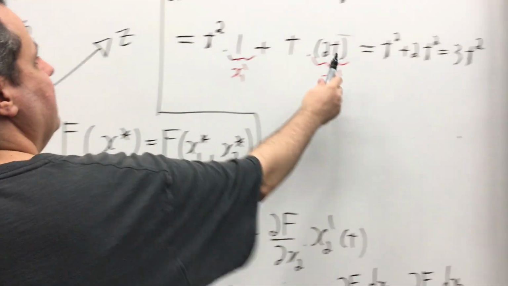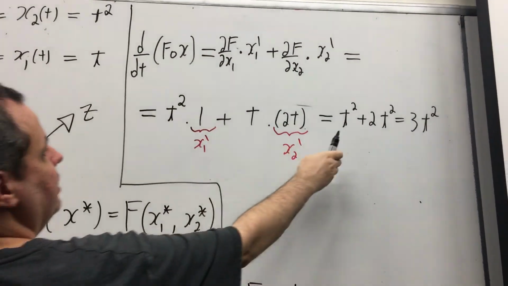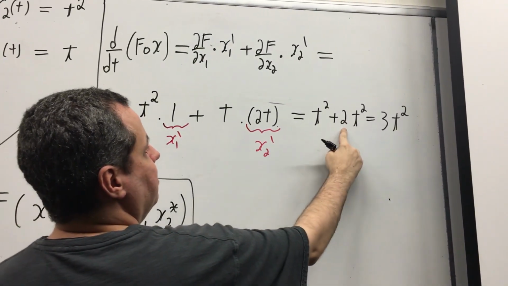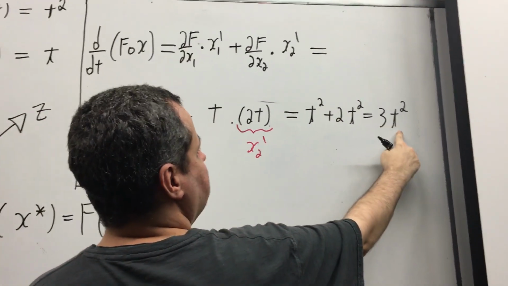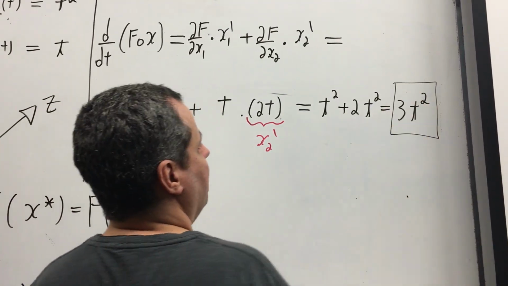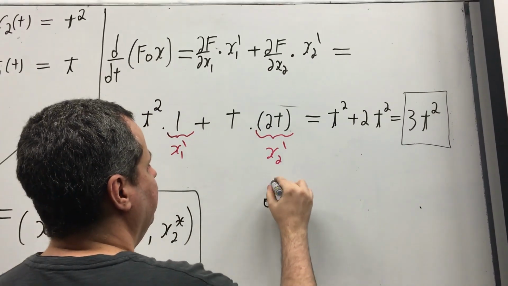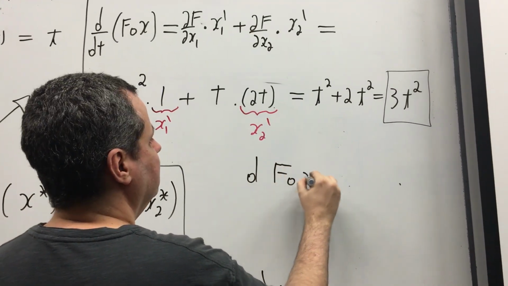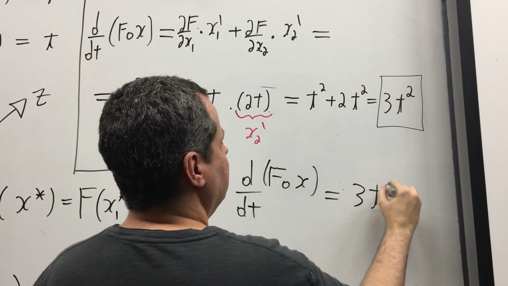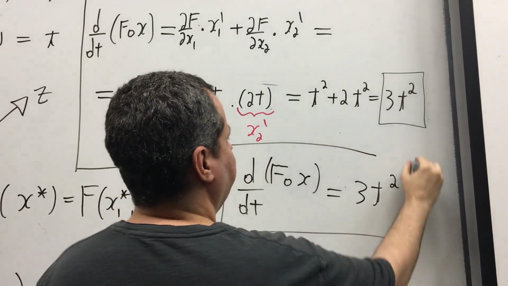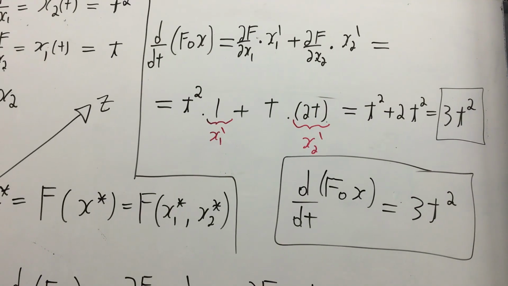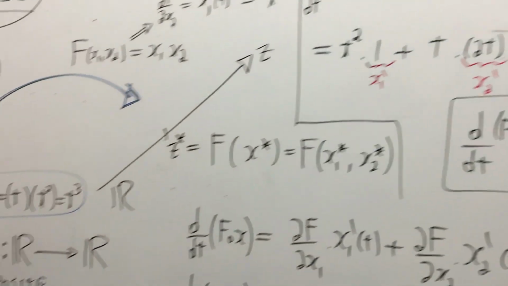Okay? Then t squared times 1 is t squared, t multiplied by 2t is 2t squared, and t squared plus 2t squared is 3 times t squared. Okay? So this is my derivative of the composite function. The derivative of the composition with respect to t is just 3t squared. That's my final answer.